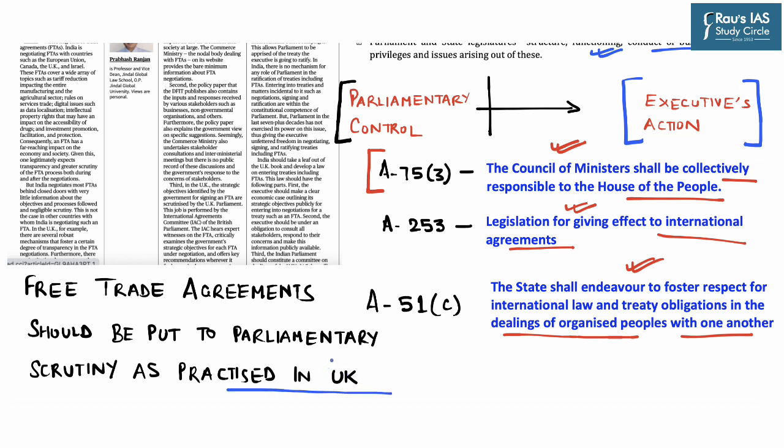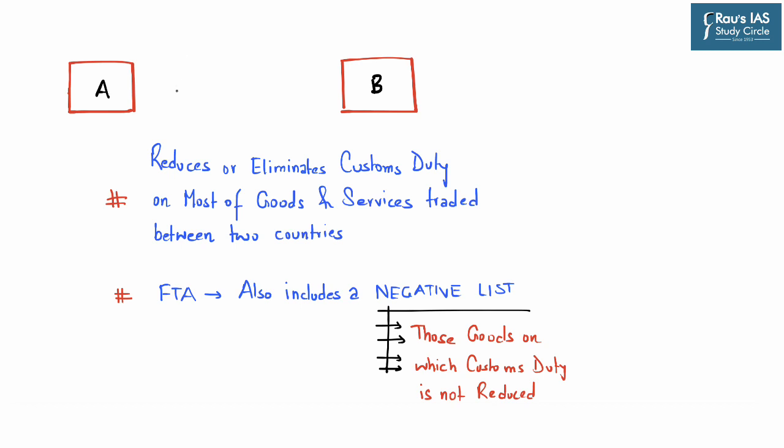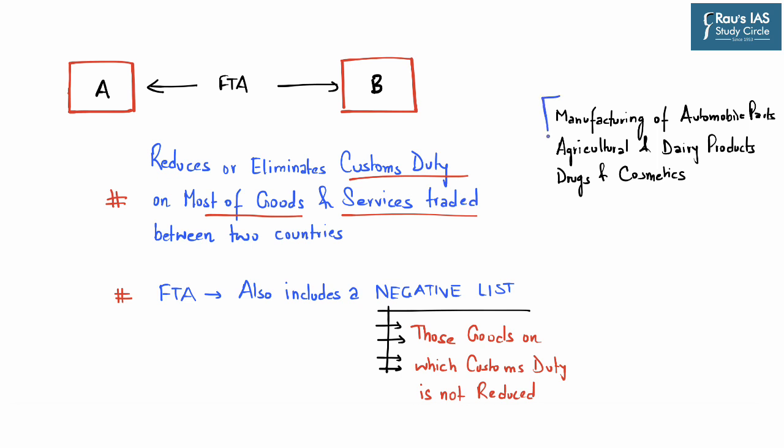Now generally two countries enter into an FTA or free trade agreement with one another to improve their exports. And as a part of a free trade agreement between two countries, it reduces or eliminates customs duty on most of the goods and services which are traded between these two countries. So suppose, for example, both countries A and B enter into an FTA with respect to manufacturing of automobile parts, agricultural and dairy products, and also drugs and cosmetics.